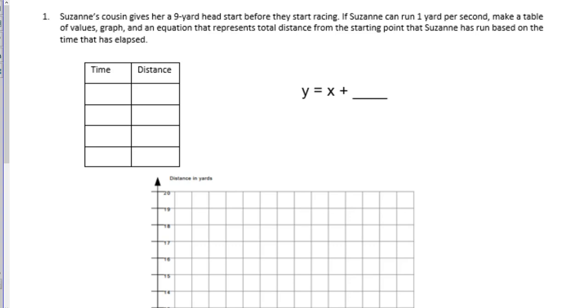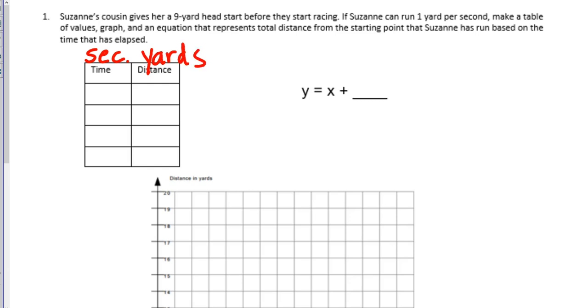It says Suzanne's cousin gives her a 9-yard head start before they start racing. If Suzanne can run 1 yard per second, you're going to make a table of values, graph it, and give an equation that represents the total distance from the starting point that Suzanne has run based on the time that's elapsed. So on your paper, your time is going to be in seconds, and your distance is going to be in yards.